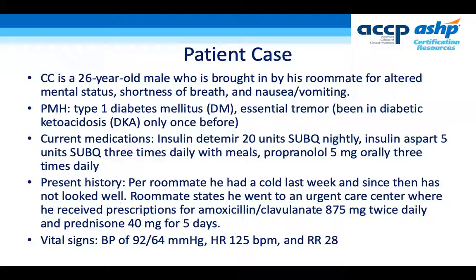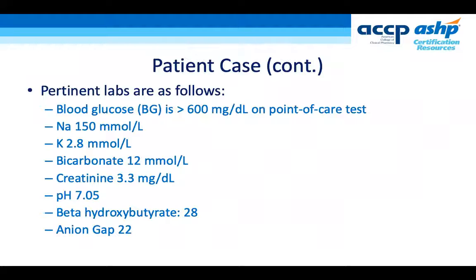Per his roommate, he had a cold last week, and since then he has not looked well. His roommate states he went to an urgent care where he received prescriptions for amoxicillin clavulanate and prednisone for 5 days. His vital signs include a blood pressure of 92/64, heart rate of 125, and respiratory rate of 28 times a minute. Pertinent laboratory values are as follows.